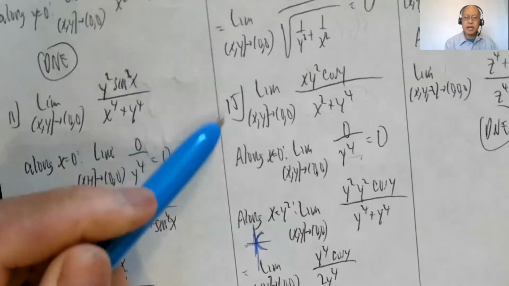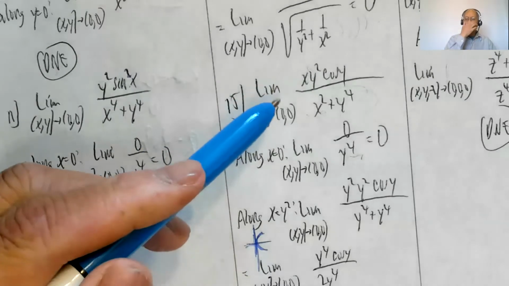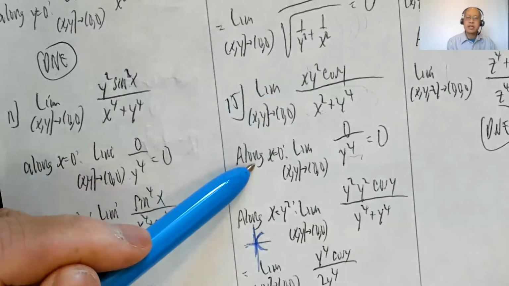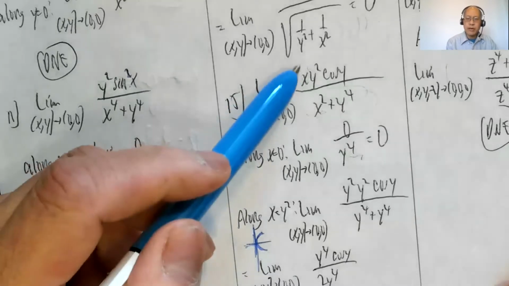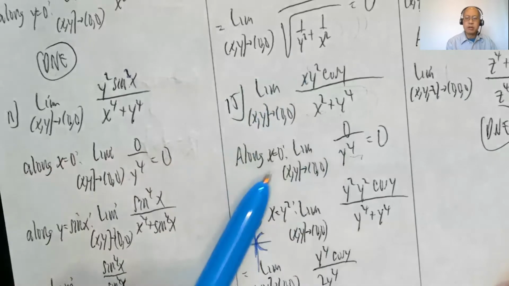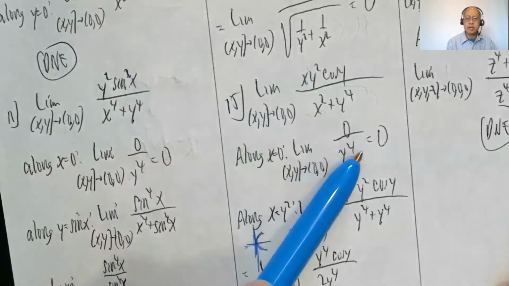Okay, 15, the limit as x, y approaches 0, 0 of this thing. It's pretty easy to see that if I come along x equals 0, the whole top is wiped out. I have 0 over y to the fourth. So the limit as x, y approaches 0, 0 of this thing along x equals 0 is equal to 0.